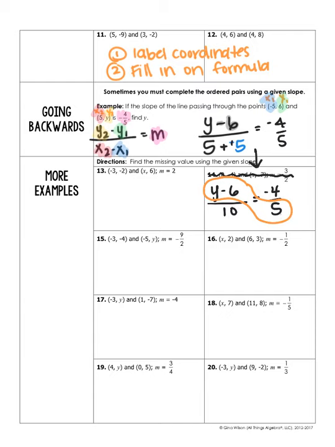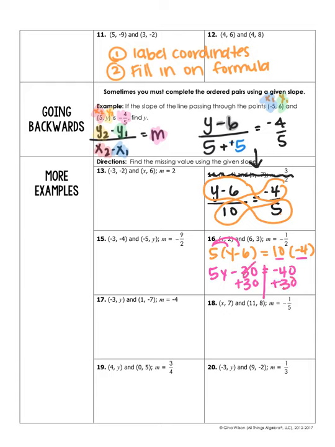So I would do 5 times y minus 6. And I'm just going to write it like that for now. Equals. And then I'm going to have to multiply these two. So 10 times negative 4. So if I clean this up, multiply that in, I get 5y. 5 times negative 6 is negative 30. And then 10 times negative 4 is negative 40. And now finish solving this like you would a normal equation. I would add 30 to both sides, and I get 5y equals negative 10. To get rid of that 5, we divide by 5, and our answer would be y equals negative 2. So our answer to that entire problem is y equals negative 2.